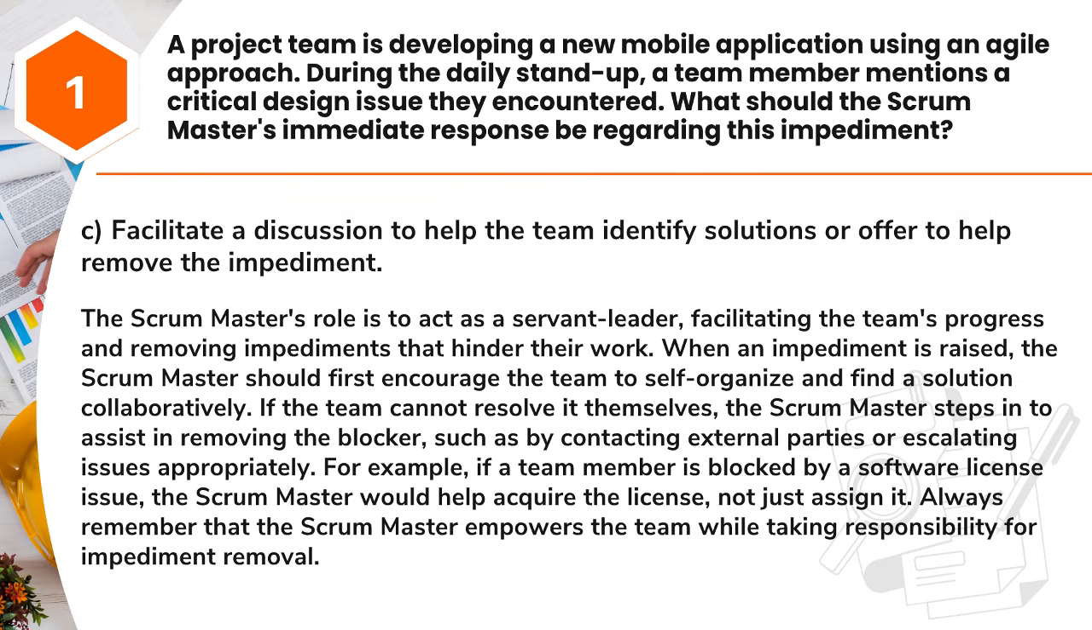Answer: C. Facilitate a discussion to help the team identify solutions or offer to help remove the impediment. The Scrum Master's role is to act as a servant leader, facilitating the team's progress and removing impediments that hinder their work. When an impediment is raised, the Scrum Master should first encourage the team to self-organize and find a solution collaboratively. If the team cannot resolve it themselves, the Scrum Master steps in to assist in removing the blocker, such as by contacting external parties or escalating issues appropriately.